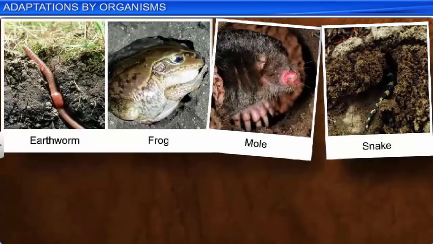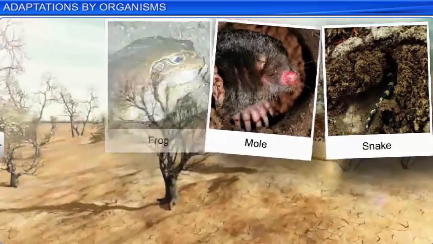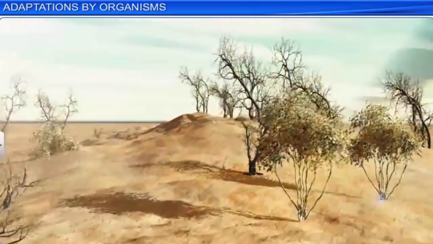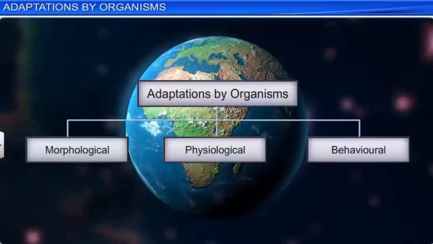Therefore, these animals are rarely seen on the ground in scorching summers. In this way, to adapt to unfavorable conditions, organisms have undergone morphological, physiological, and behavioral changes.